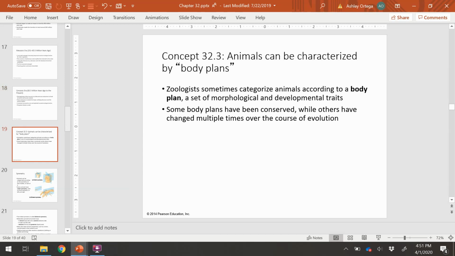All right, so moving right along, the next key idea in this chapter is how animals are characterized into body plans. A body plan is defined as a set of morphological and developmental traits. Some of these are conserved throughout time, others change multiple times over the course of evolution. We will first define them, and then as we go through the next couple chapters, we'll look at which body plans they have and whether that changes in terms of development for that organism or changed over time.